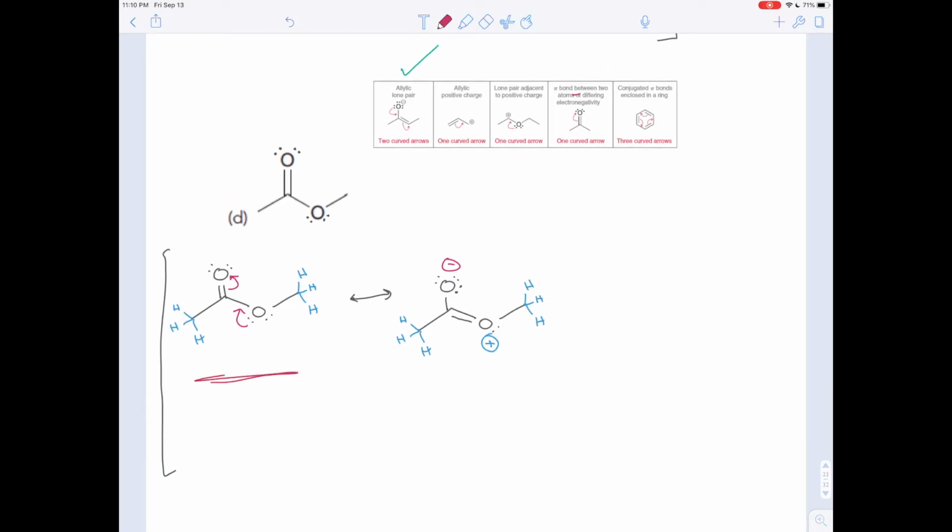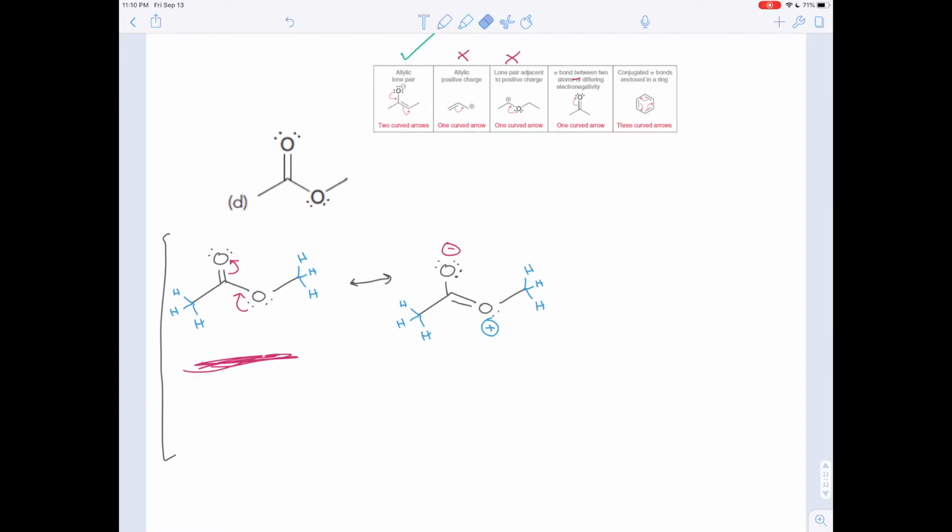Okay, so we're still on this first molecule. We've only gone through the first pattern for it. Let's go through the rest. Is there an allylic positive charge in that first molecule? No, there's no positive charge in it. How about a lone pair next to a positive charge? No, no positive charge in it. How about a pi bond between atoms of differing electronegativity? We do have that. That's this bond right here, the double bond between the carbon and the oxygen. So we do have this pattern.